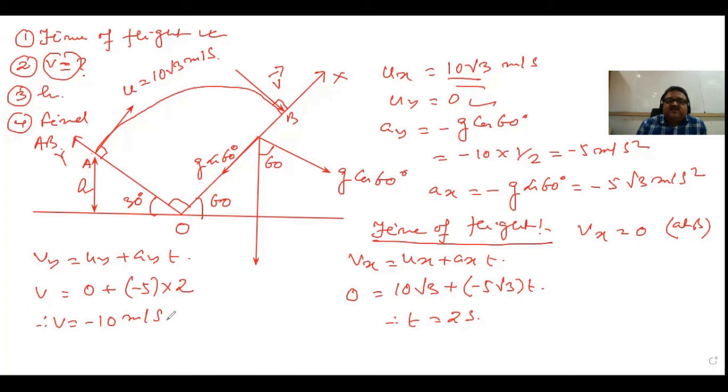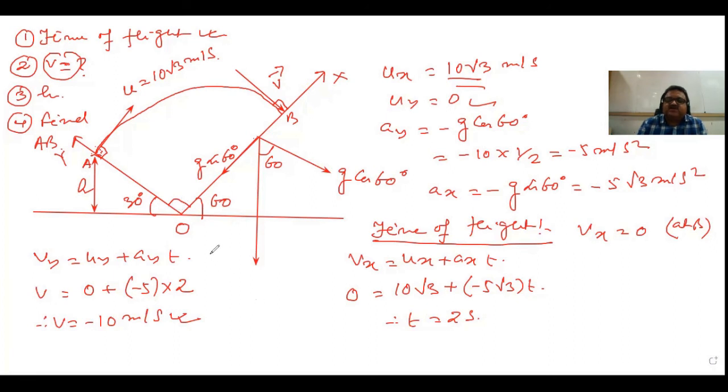What is the meaning of this negative sign? This negative sign implies that it is opposite to the positive y-axis. That means it is towards the negative y-axis, correct? So V equal to this. Now you need to find out H. If you watch this, what is H actually? It's a displacement along the vertical direction, correct?